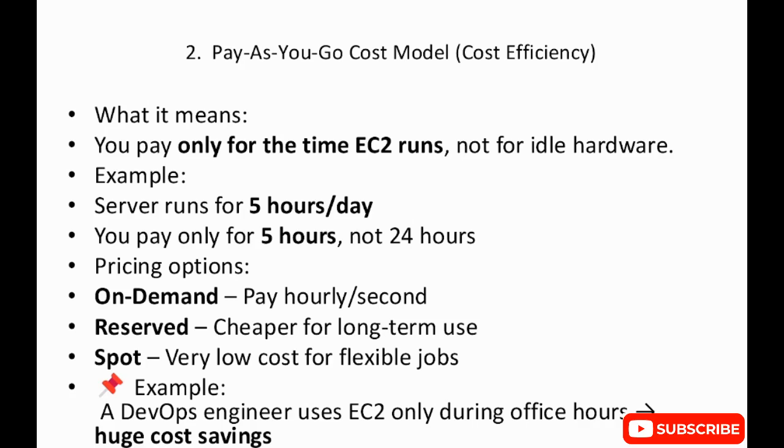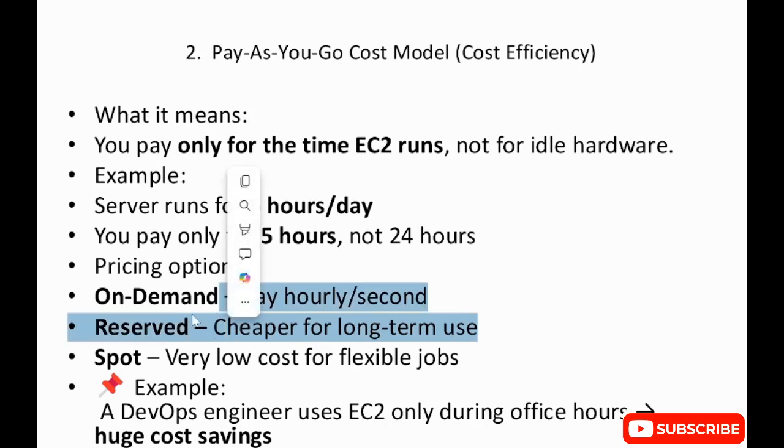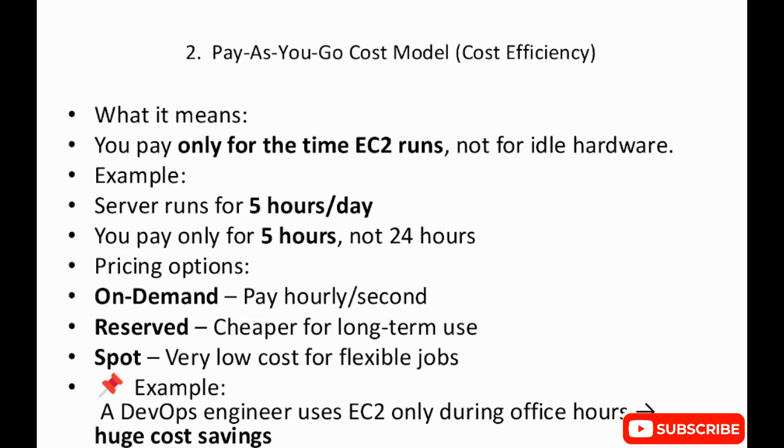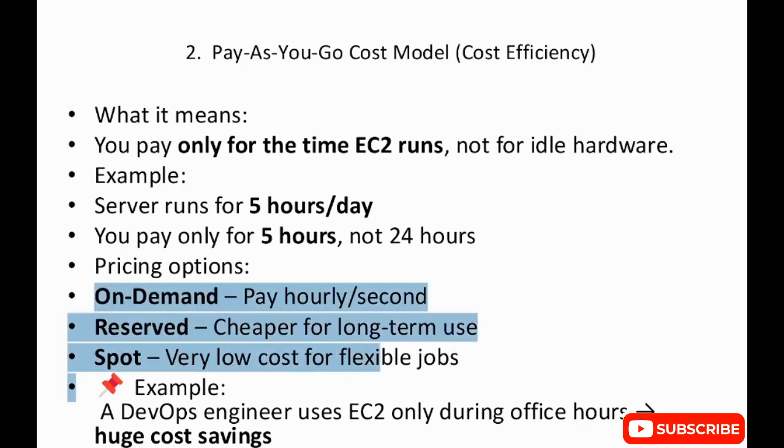And the pricing options are like on demand, where you pay hourly or per second. Then there are reserved options, which are cheaper for long-term use. Suppose you want to use it for the long term, so it will be cheaper. Spot is very low cost for flexible jobs. So these are the pricing options. Which option do you want to use?